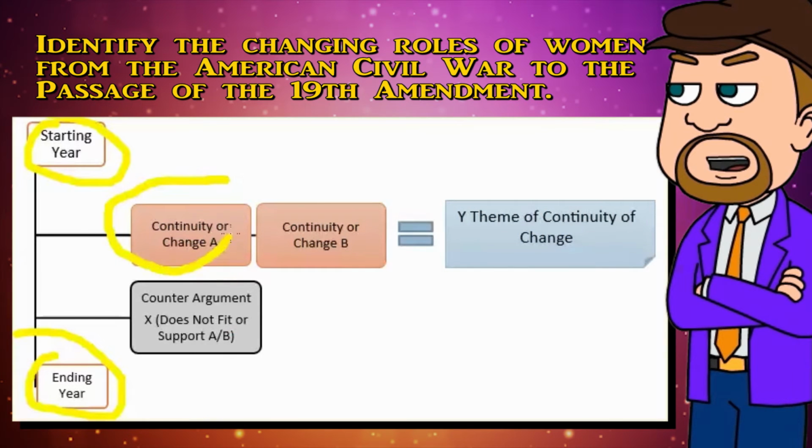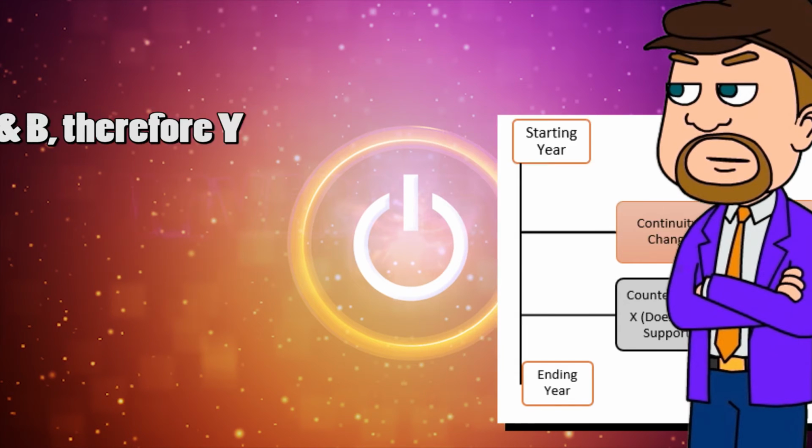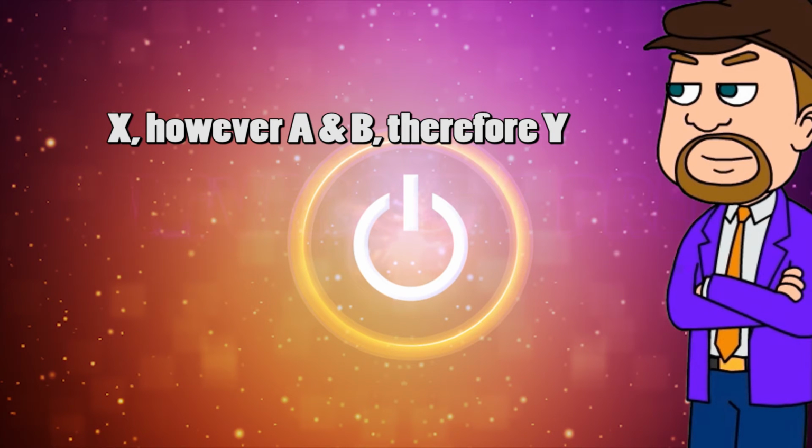Once you have your A, B, and X statements, you can develop your Y by asking yourself what the A and B have in common. What is the overall theme? For our example question, it might be that social roles and freedoms for women had greatly expanded in the years between 1861 and 1920. Once you have your pre-writing done, you can construct your HOTS thesis sentence using the X, however A and B, therefore Y formula.